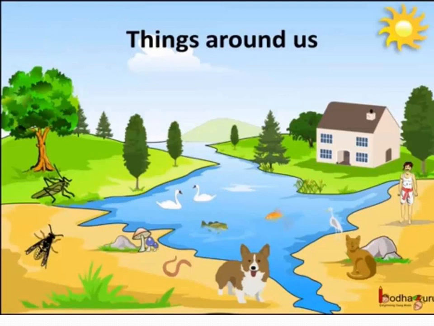Look at the picture, what do you see? We can see trees, people, different animals like cat, dog, houses. In the sky you can see sun, clouds. So, whatever we see in the environment around us is either a living thing or a non-living thing.